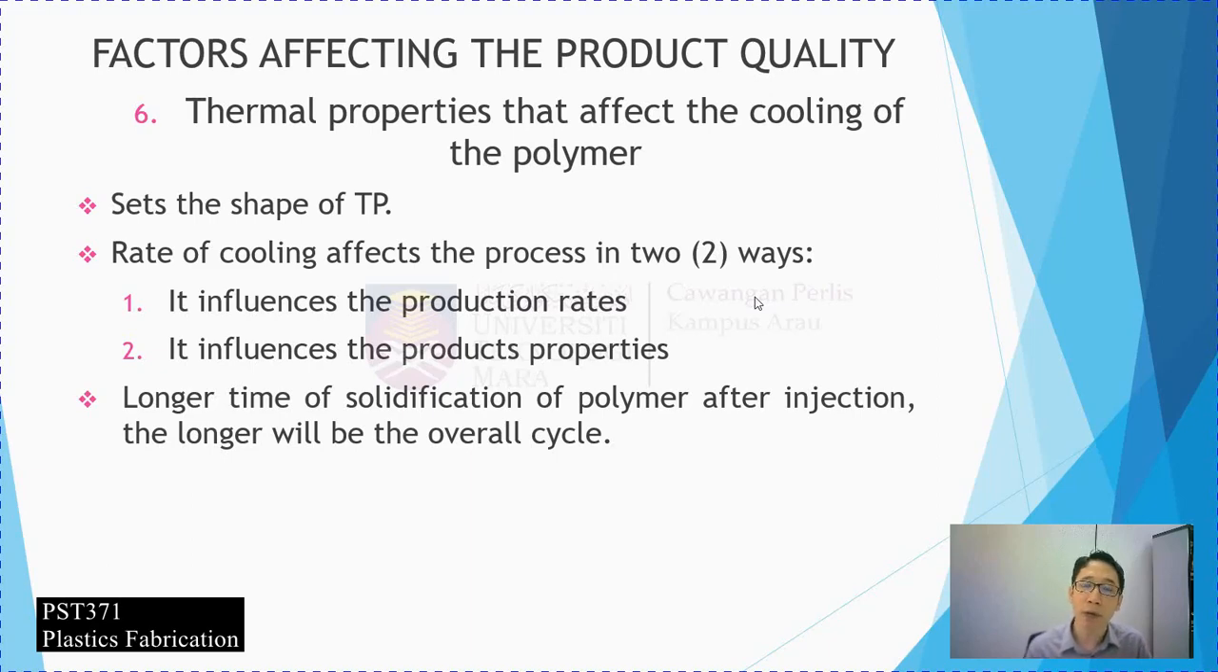So you don't want to have a higher production rate but lower product properties. At the same time, you don't want to have a very good product but very low production rates. You need to play around with this so that it can achieve your targets and industry requirements. The longer the solidification time of polymer after injection, the longer the overall cycle. So it will affect the overall cycle time, and it will finally influence the production rates of your industry.